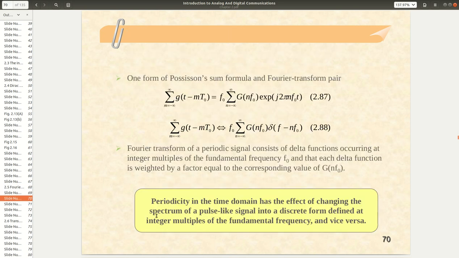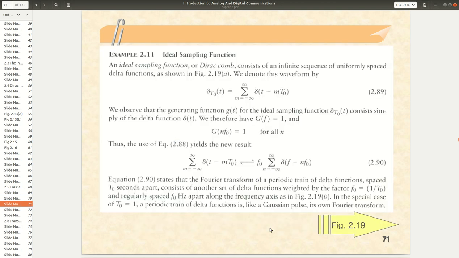So the periodicity, this is the last result: periodicity in the time domain means that the pulse-like signal is in discrete form in the frequency domain, as integer multiples of the fundamental frequency. So you see a periodic signal in the time domain, you see a discrete form at the fundamental frequency and its multiples, its harmonics.